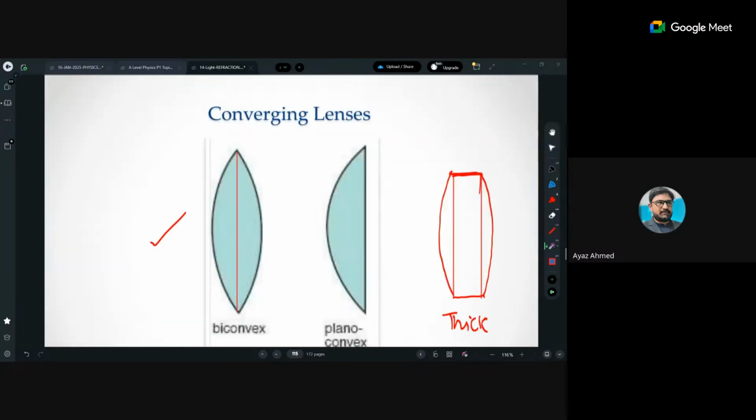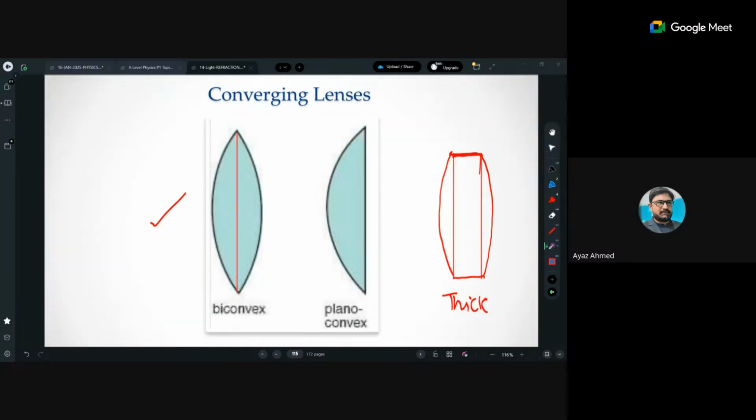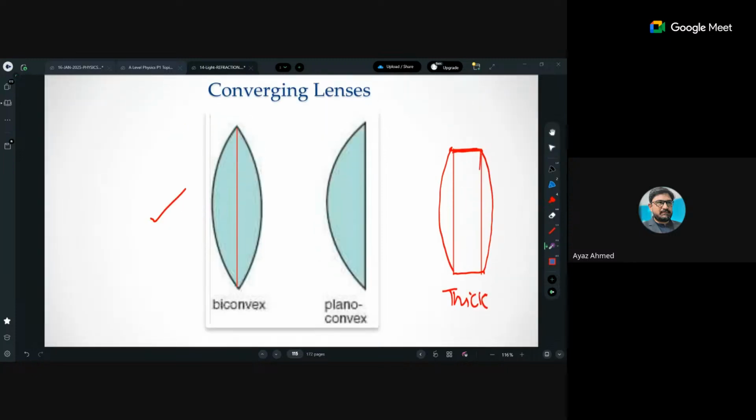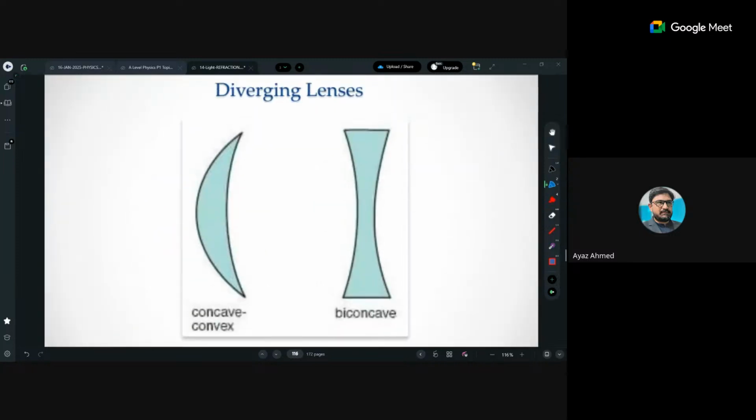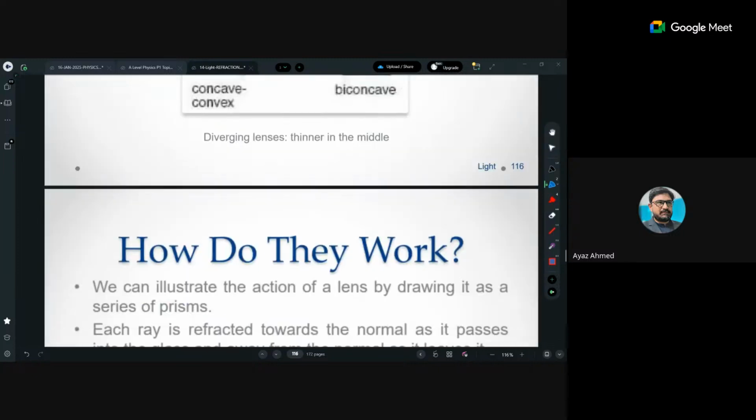One by one I will discuss the characteristics of all of them, image formation in all of them, and so on. Converging lenses, the identification mark is that they are thick from the middle and thin from the edges. They are converging lenses. And a diverging lens has the identification mark that it is thin from the center and thick from the edges. So you have to consider these.